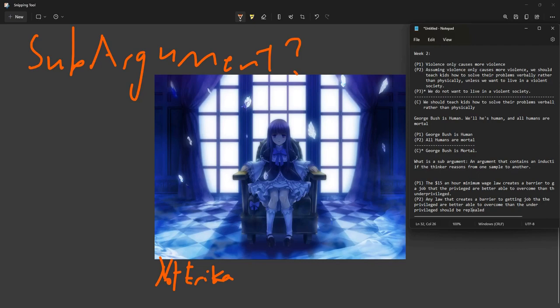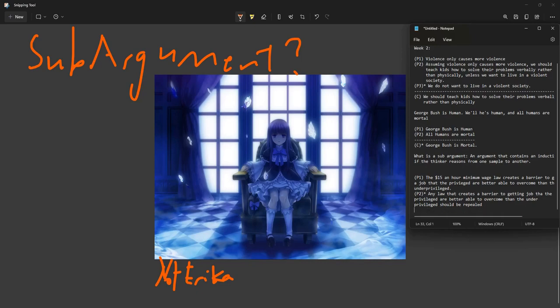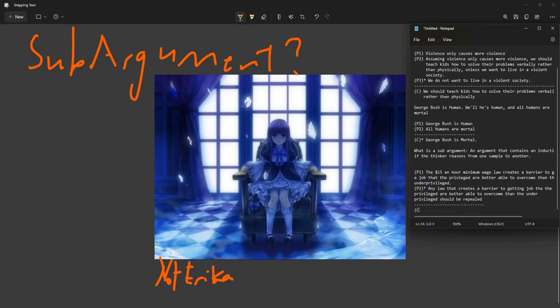Now, that's not stated anywhere in the text that I just read, so this is an implicit premise. And what is our conclusion as given in the text? And that is C, the $15 an hour minimum wage law should be repealed. And that's our implicit conclusion.